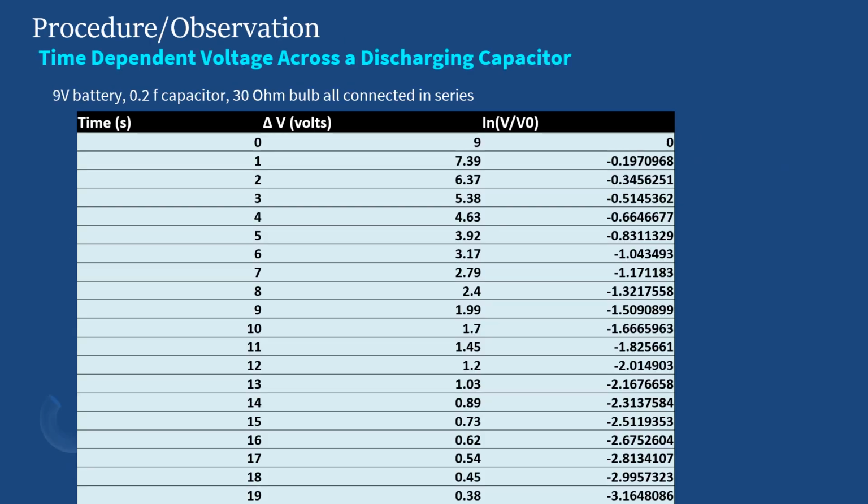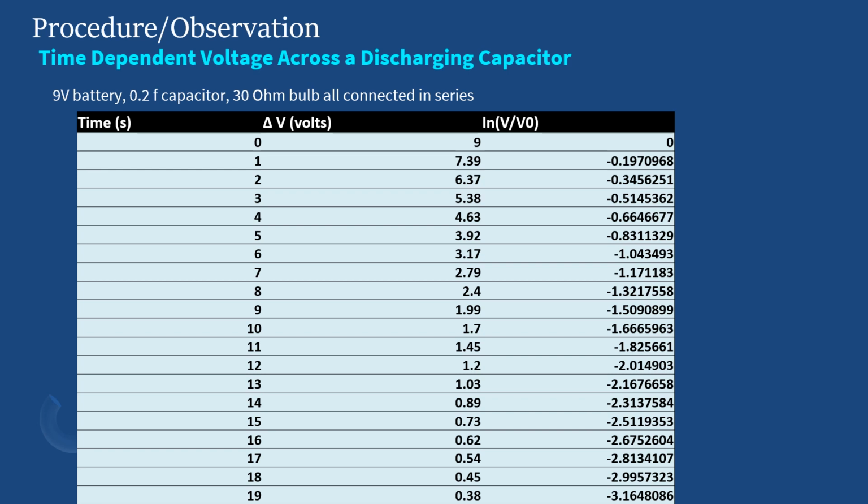Here we have a setup similar to the previous section in which we have a 9-volt battery, 0.2 F capacitor, and a 30 ohm bulb all connected in series. In this part of the experiment, I created a circuit, got my stopwatch, turned on the circuit, and then paused the stopwatch every second interval to record the potential difference for 20 seconds.